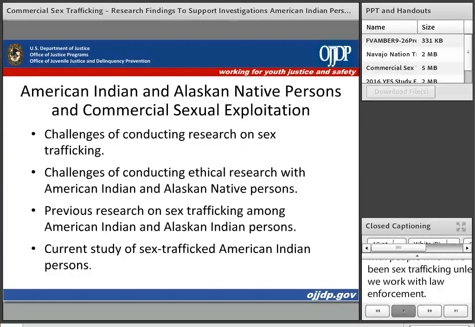So the challenges of conducting research on sex trafficking present some very serious limitations. We know that in none of the studies that we've done, although we've done extensive research on sex trafficking in our community, can we possibly be capturing all of the data, because it is such a hidden crime and it's so difficult to capture.